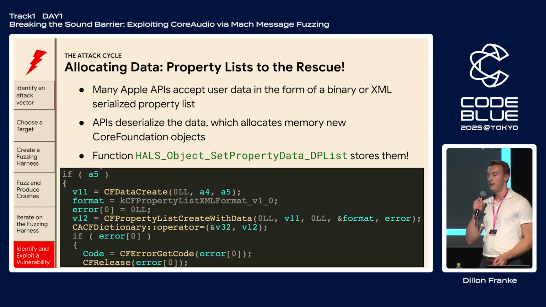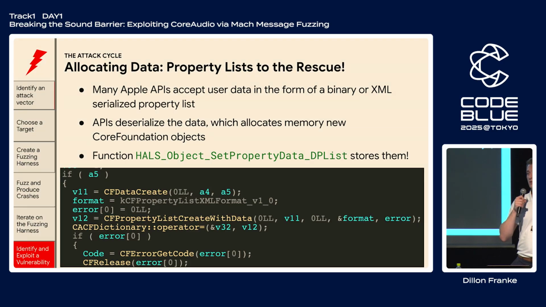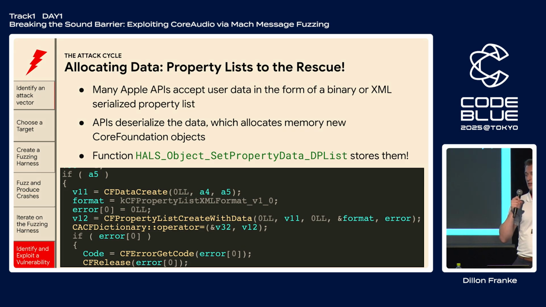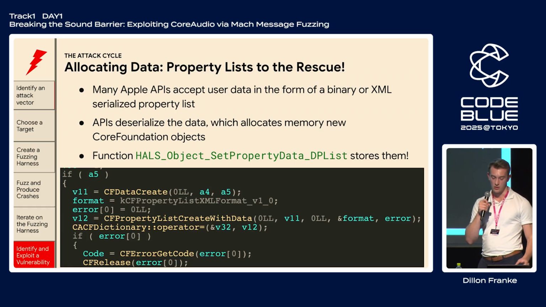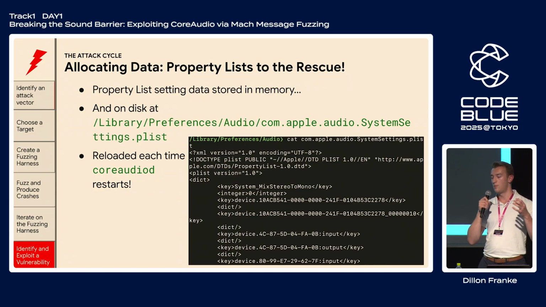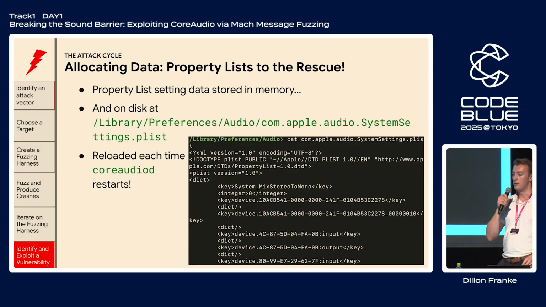So to allocate data, I use property lists, which are very commonly used in the macOS exploitation space. Basically, it's a form of binary or XML data that gets deserialized and stored on the heap. You can see an area of this happening in CoreAudio here. So the property list data that I sent to the service would be parsed from my message, it would be stored in memory, and it would also be stored on disk in a plist. And then that plist actually got reloaded each time CoreAudio D restarted.